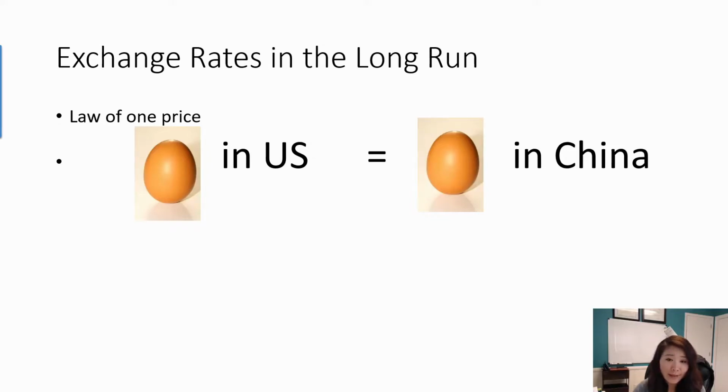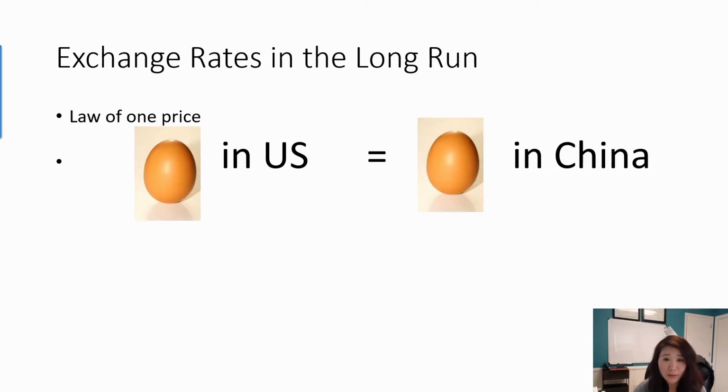Why is that? Suppose the egg is $1 in the United States, and the exchange rate makes the egg in China cheaper than the egg in the U.S. Let's say the egg in China is only 6 yuan, but the exchange rate is $1 equal to 7 yuan. Then the egg in China will be relatively cheaper than in the U.S.